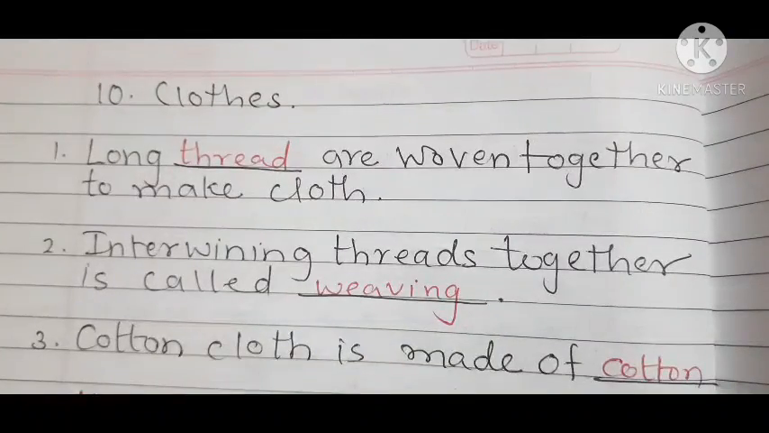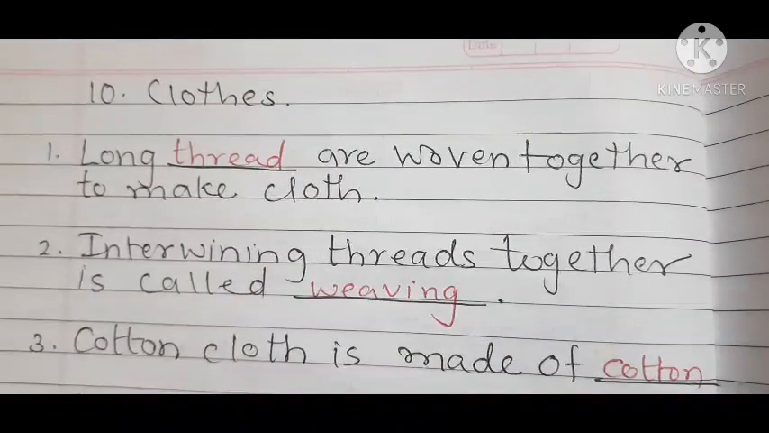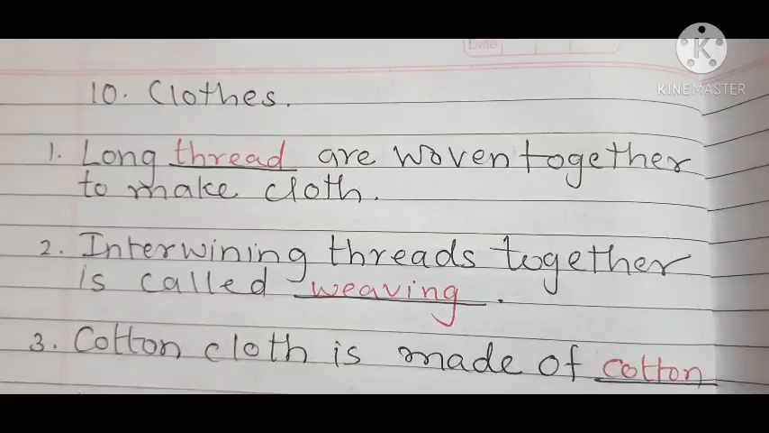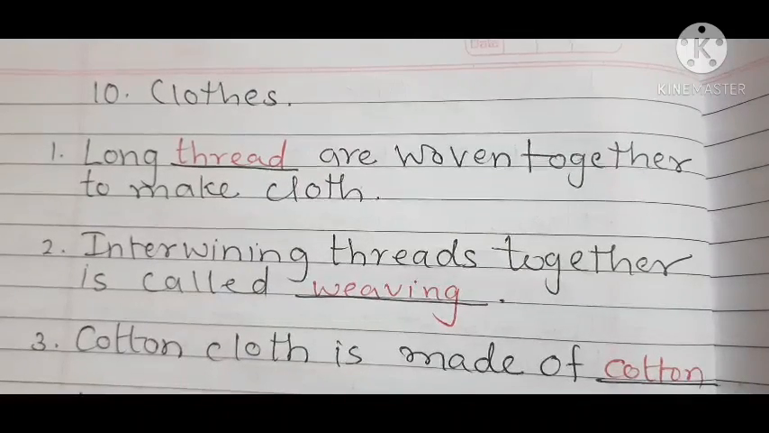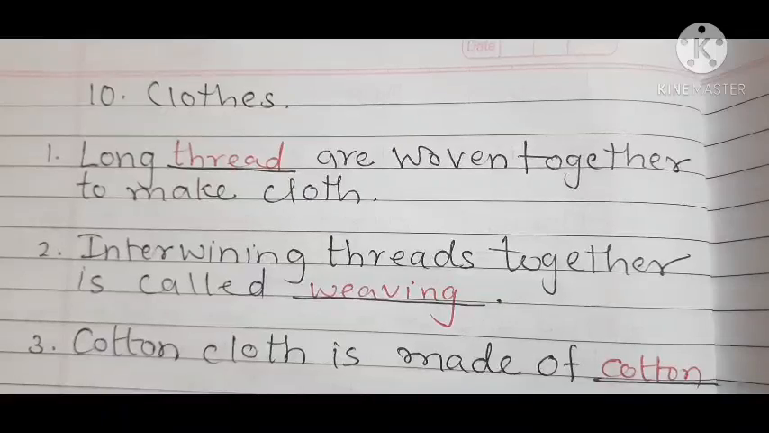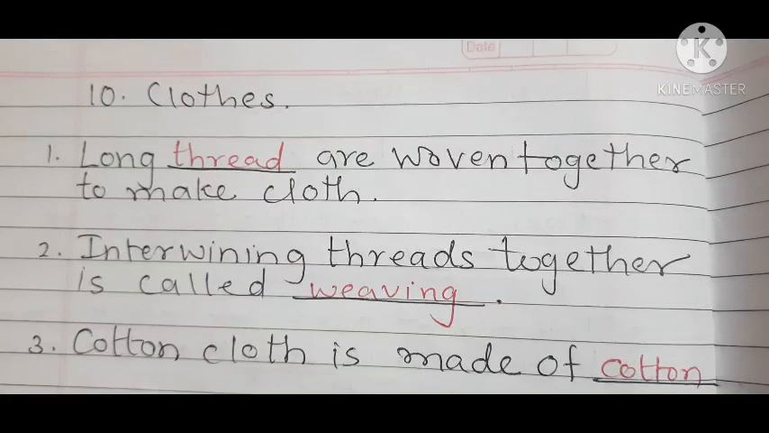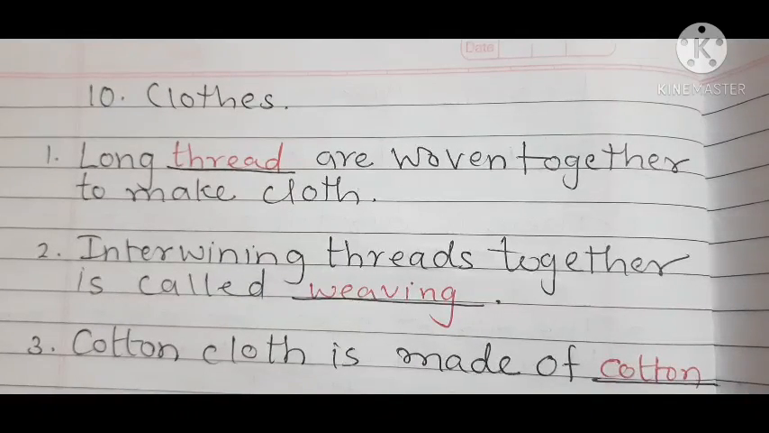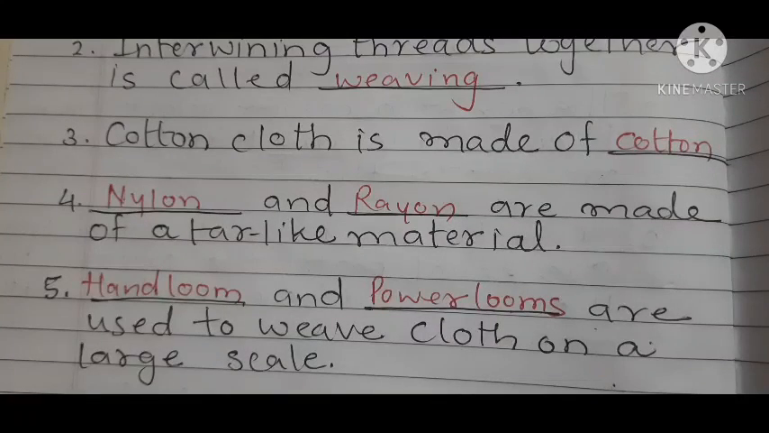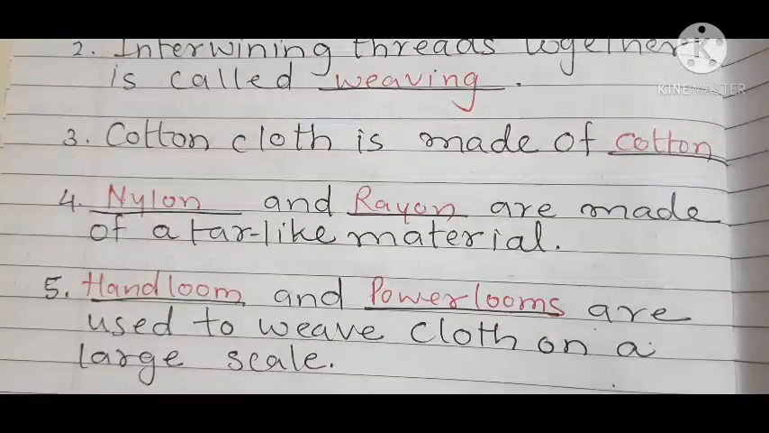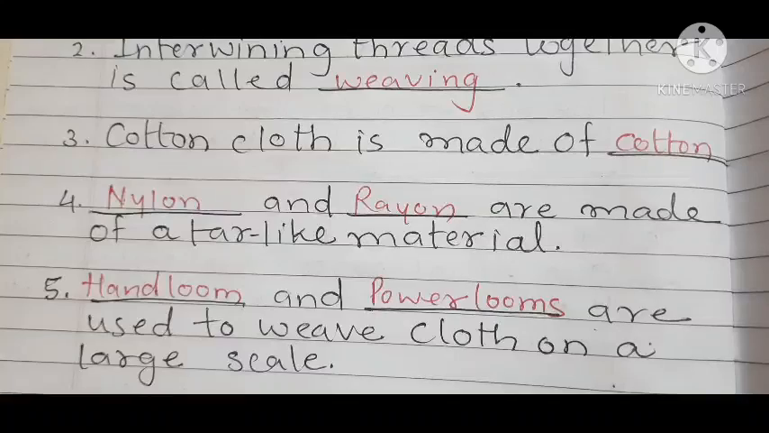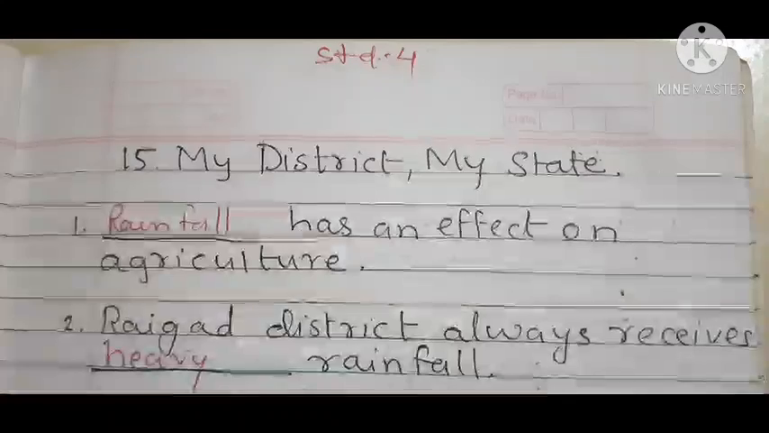Our next chapter is chapter number 10, Cloth. Long threads are woven together to make cloth. Interweaving threads together is called weaving. Cotton cloth is made of cotton. Number 4. Nylon and rayon are made of tar-like material. Handloom and power looms are used to weave cloth on a large scale.